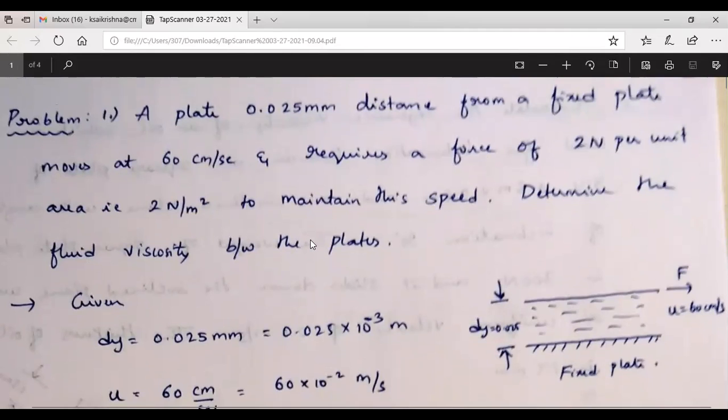What is force per area? Stress, right? So the stress is given here, nothing but the tau value. Shear stress. What will be formed here? Shear stress in between these two layers. The shear stress tau is 2 Newton per meter square.